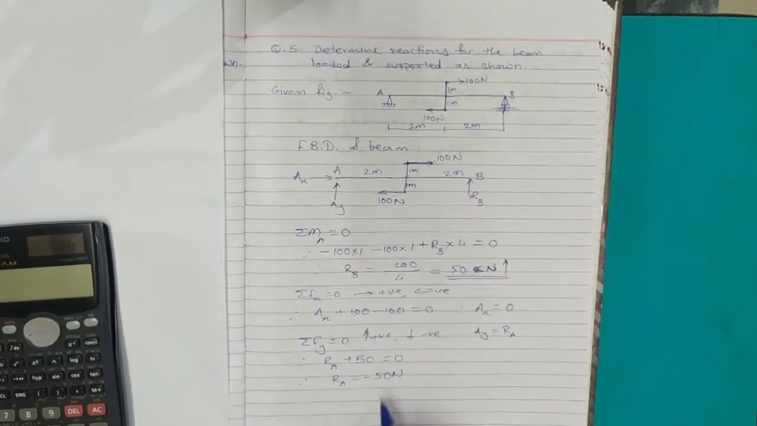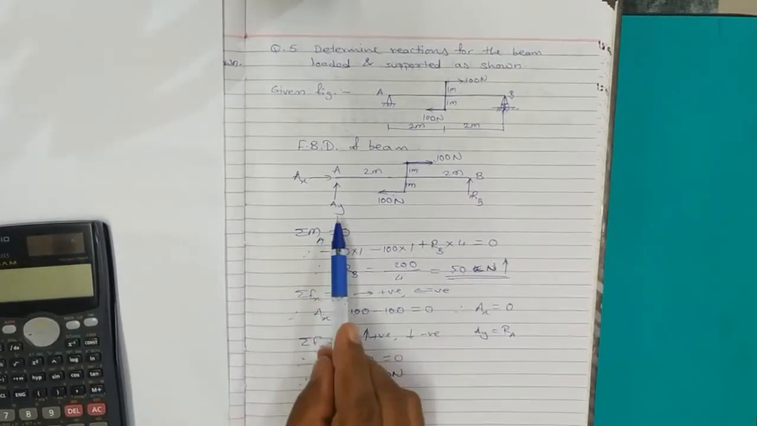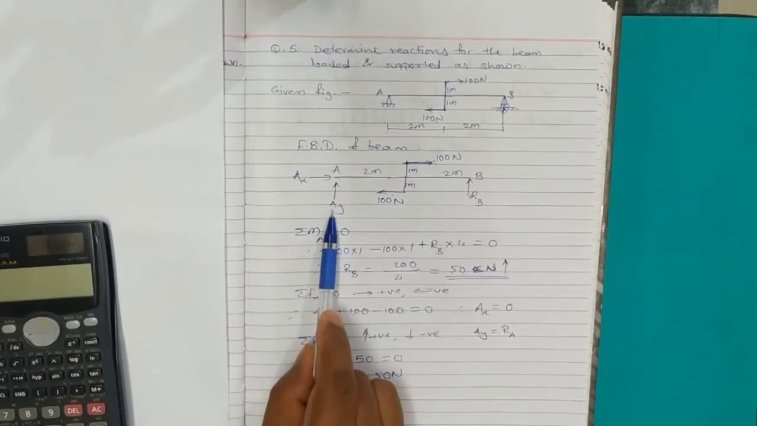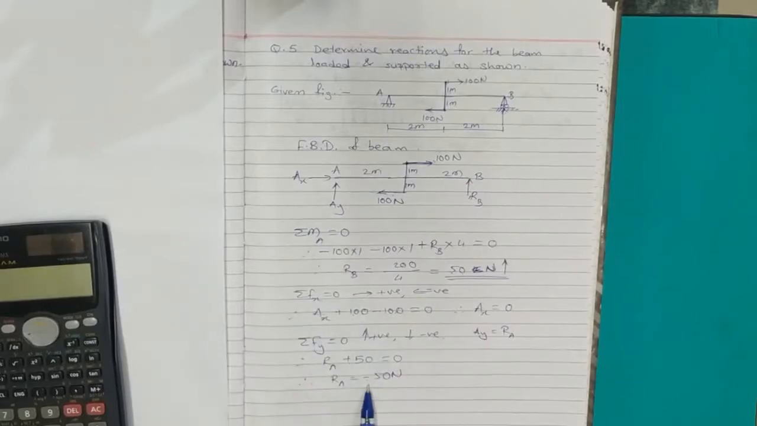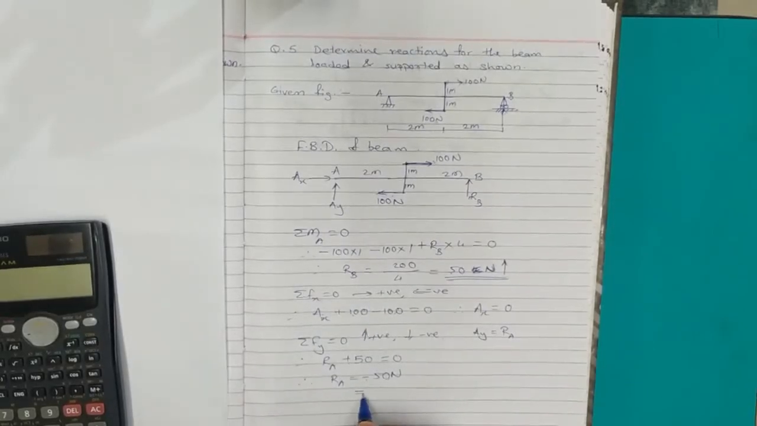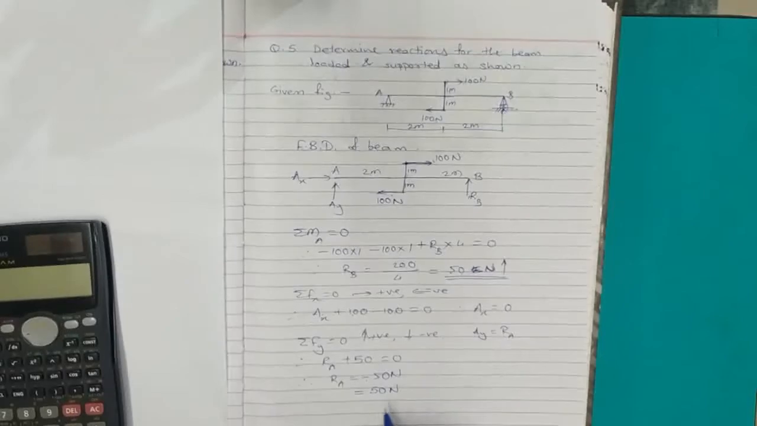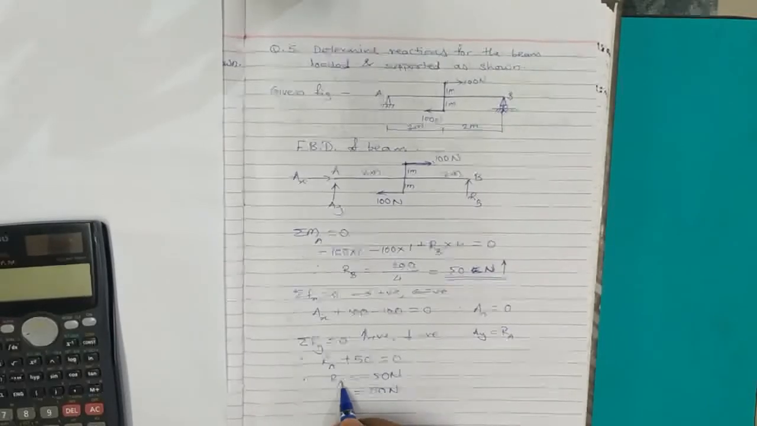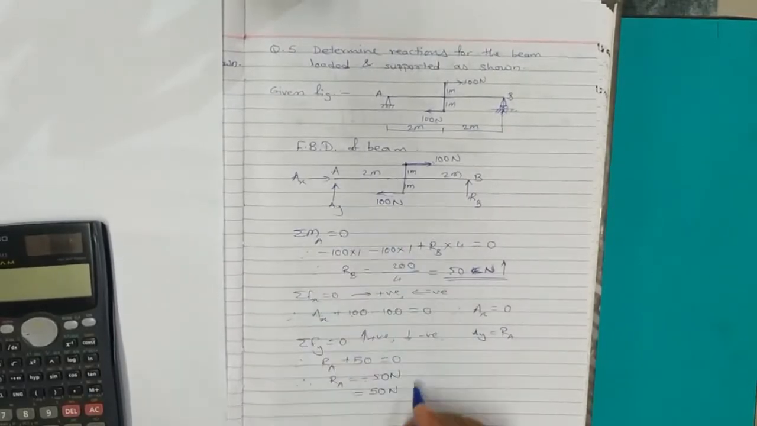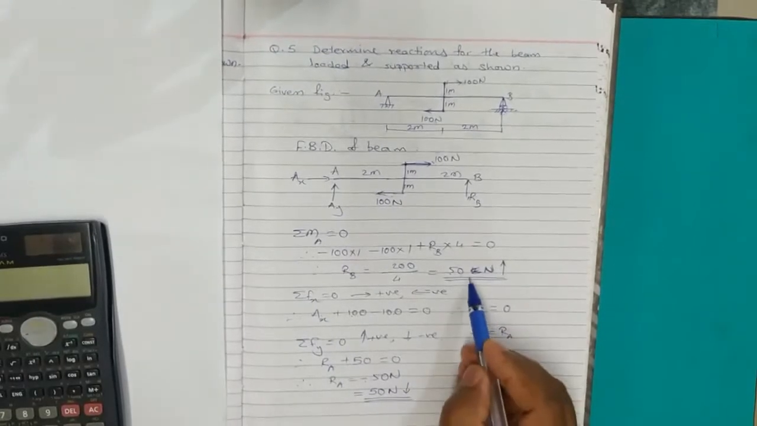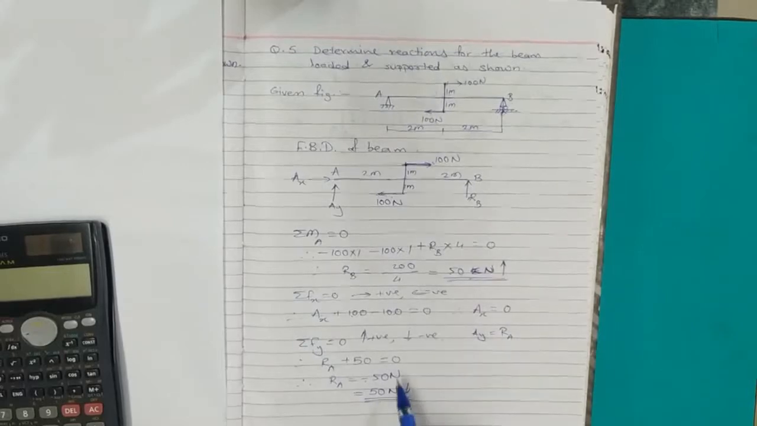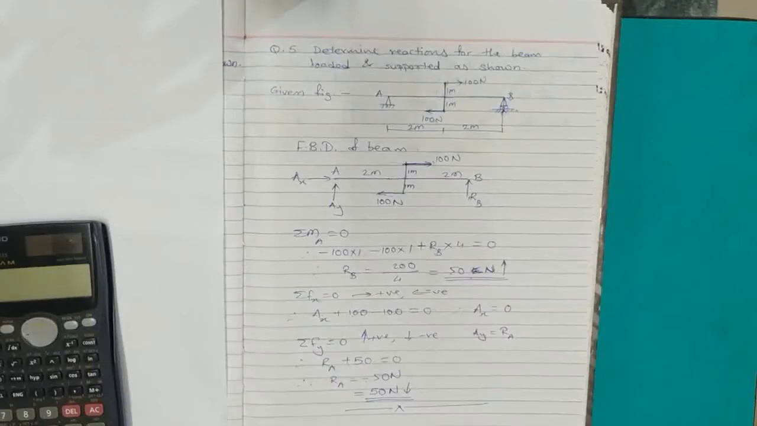So what do we mean by this minus sign? Whatever assumption of AY in our diagram is vertically upward, but for this assumption if we have got a negative answer, our assumption has gone wrong, we should correct it. So 50 Newton RA is not moving upward, but it has to be in the downward direction. So these are the correct directions and the magnitudes of RB and RA, the hinge and the roller reactions, that we have given in the diagram.